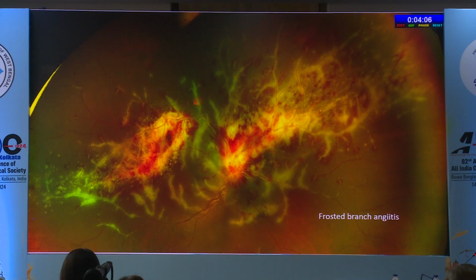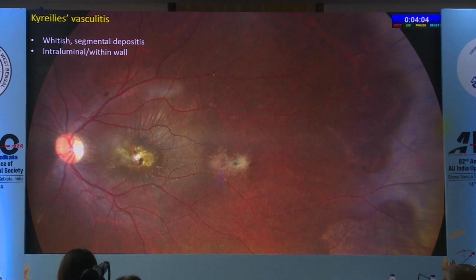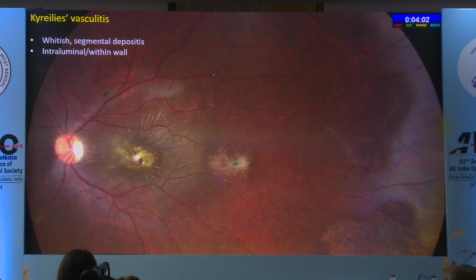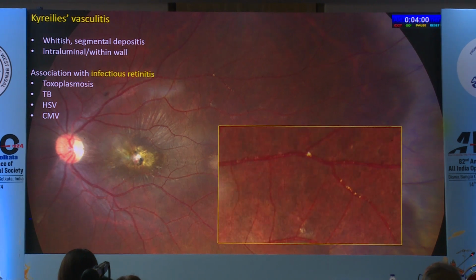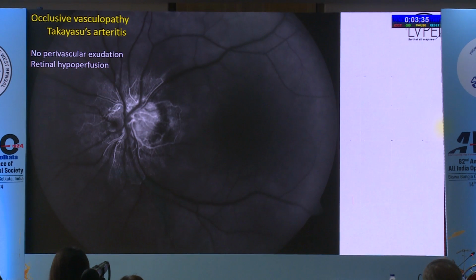This is a classic picture of frosted branch angiitis. This is Chiariles vasculitis, which you see here. I've picked up from this small part, and you can see these are intraluminal opacifications. They do not represent active inflammation. Instead, they come up when the retinitis, which could be due to toxo or TB or CMV, is resolving. That is the stage when you see this kind of Chiariles vasculitis.